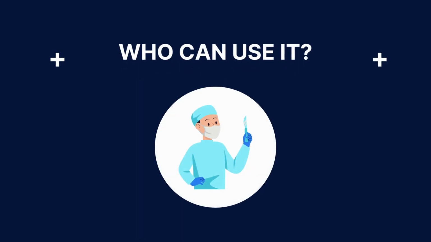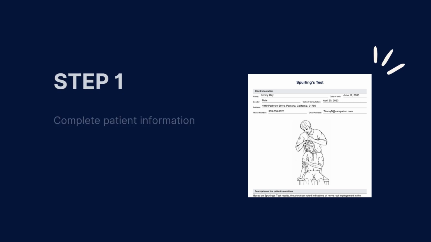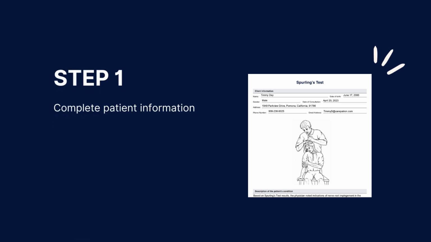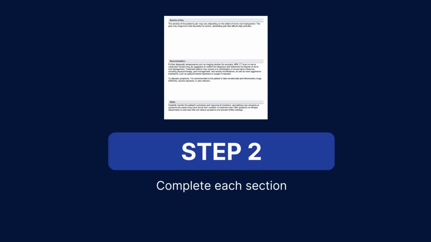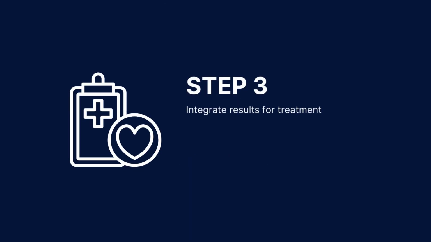There are a variety of healthcare professionals who can use this test, including doctors, nurses, and more. Here's how to use a Spurling test. The first step is to fill in all the patient information at the top. You'll then need to complete the form by completing each section, evaluating instructions, and supplying sufficient information. Finally, you'll then need to integrate within a treatment plan.